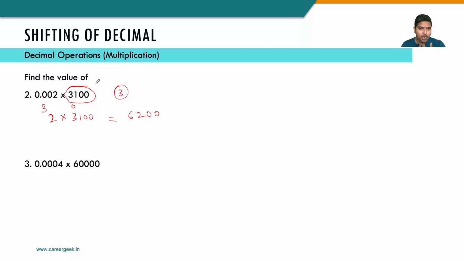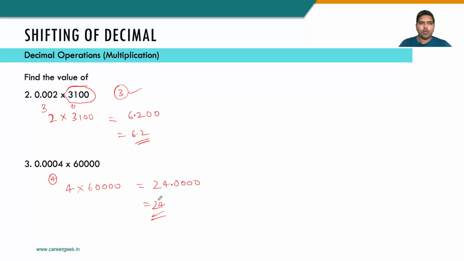Okay. Now, to this, how many decimals we'll need to introduce? 3. So 1, 2, 3. So your answer is going to be 6.2. It's that simple. So we'll try one more. How many decimals? Count the number of decimals. 1, 2, 3, 4. Okay, 4 digits are there. 4 multiplied by 6, so 24. You put the decimal 4 places to the left, which is the answer is going to be 24. It's as simple as that.